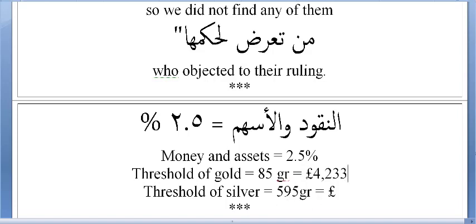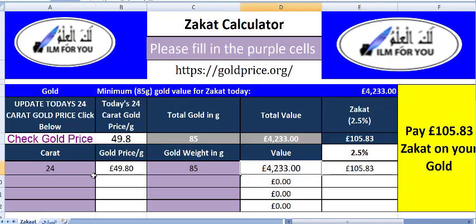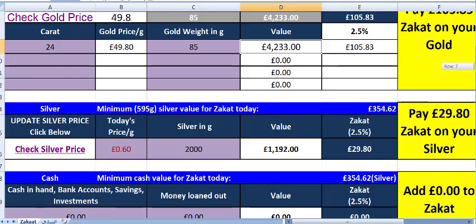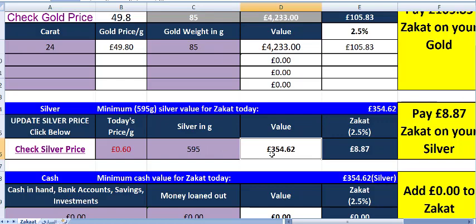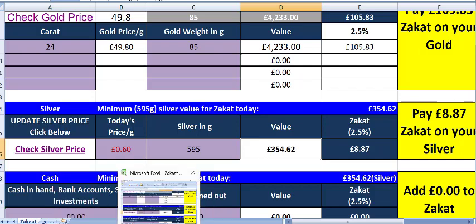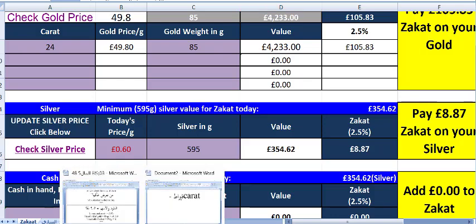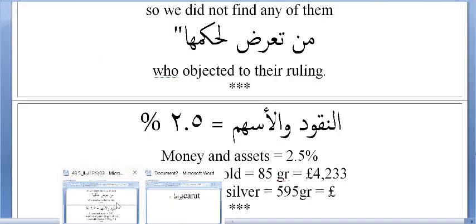Let's see the silver in our table. The silver, 595. What's the value? 354. From 354, you pay zakah. $354.